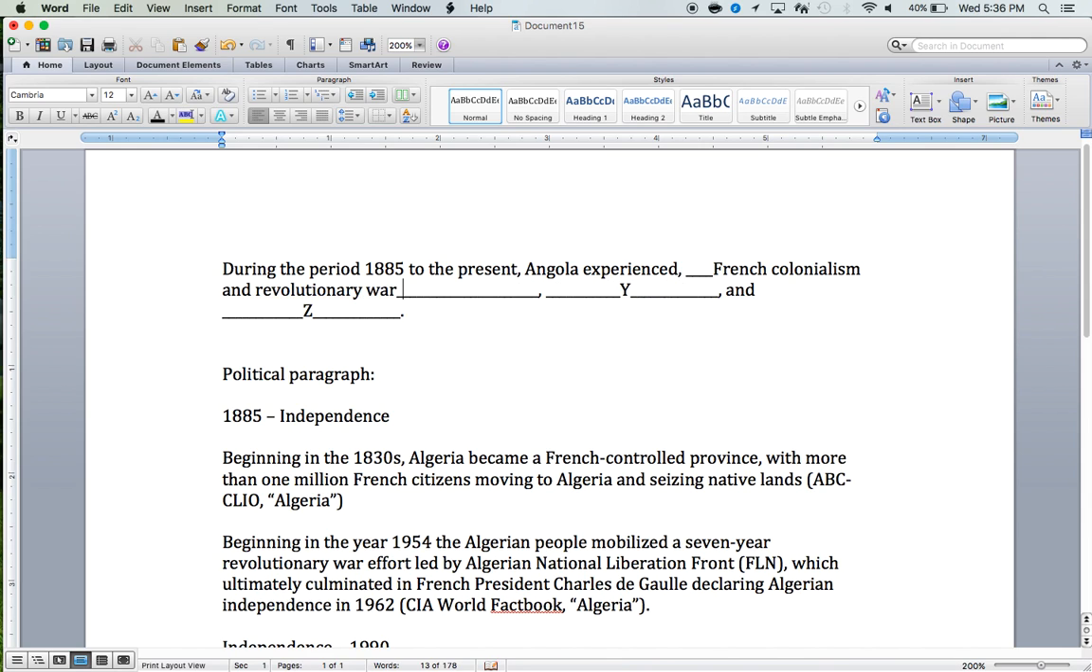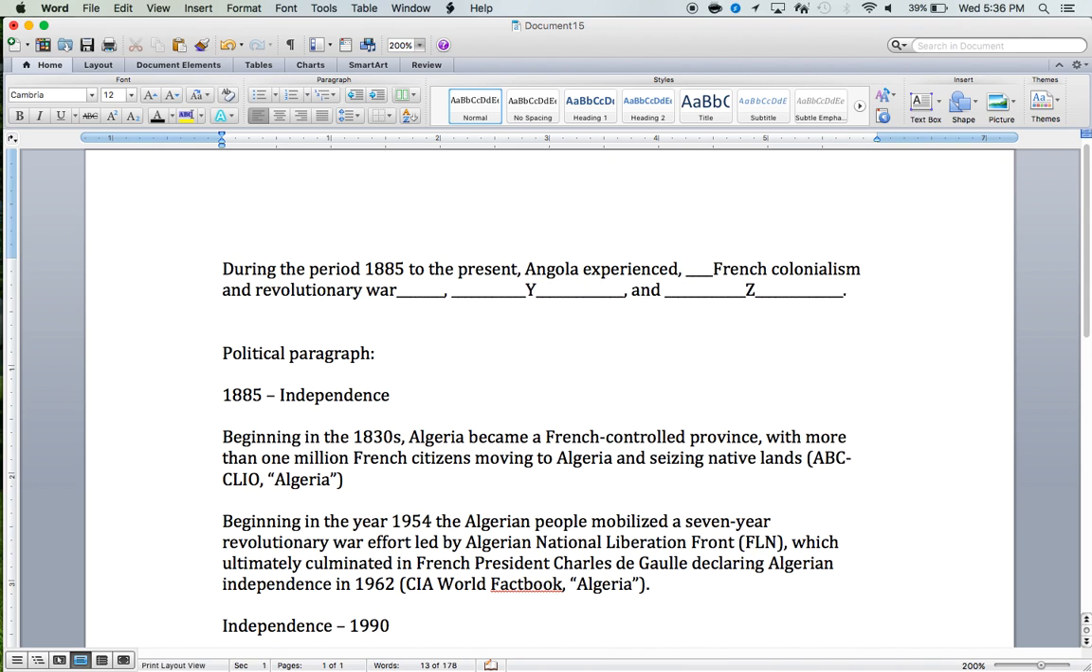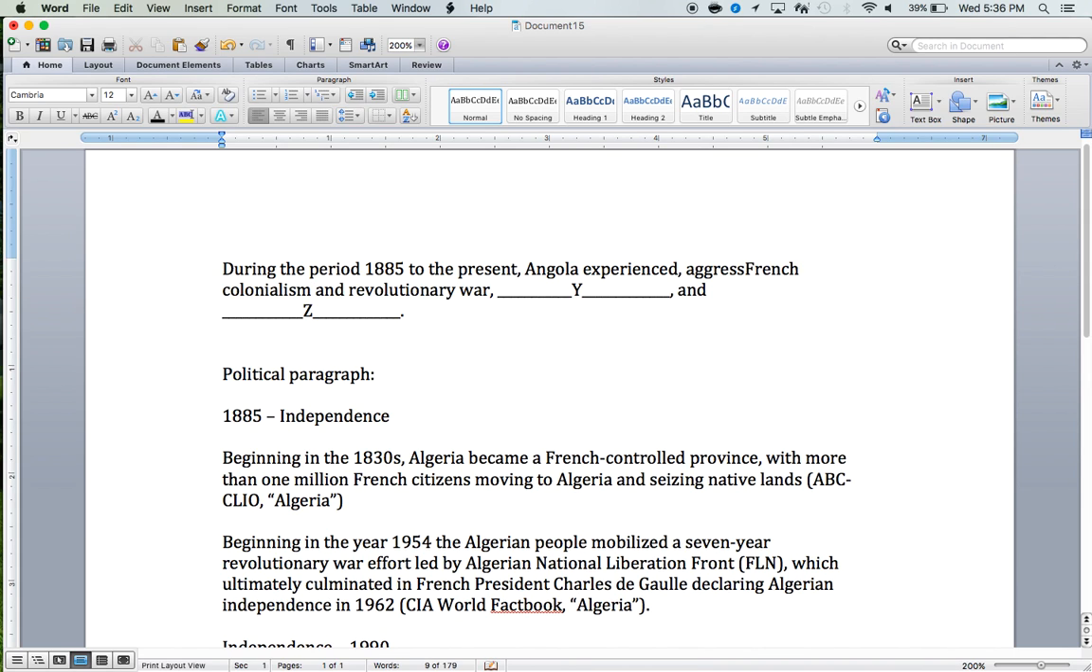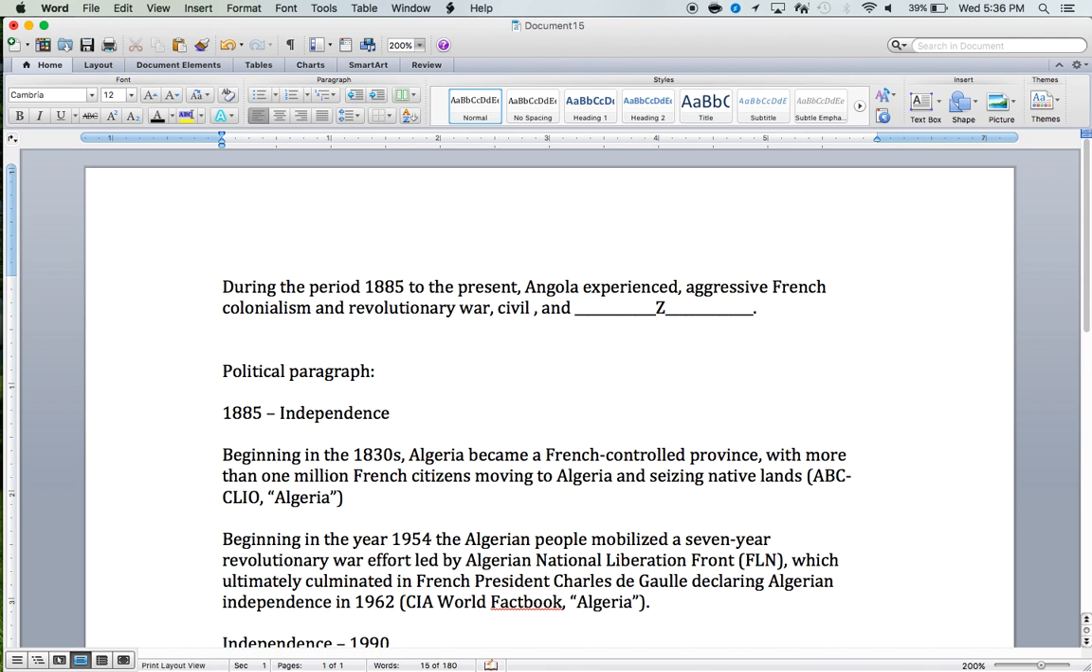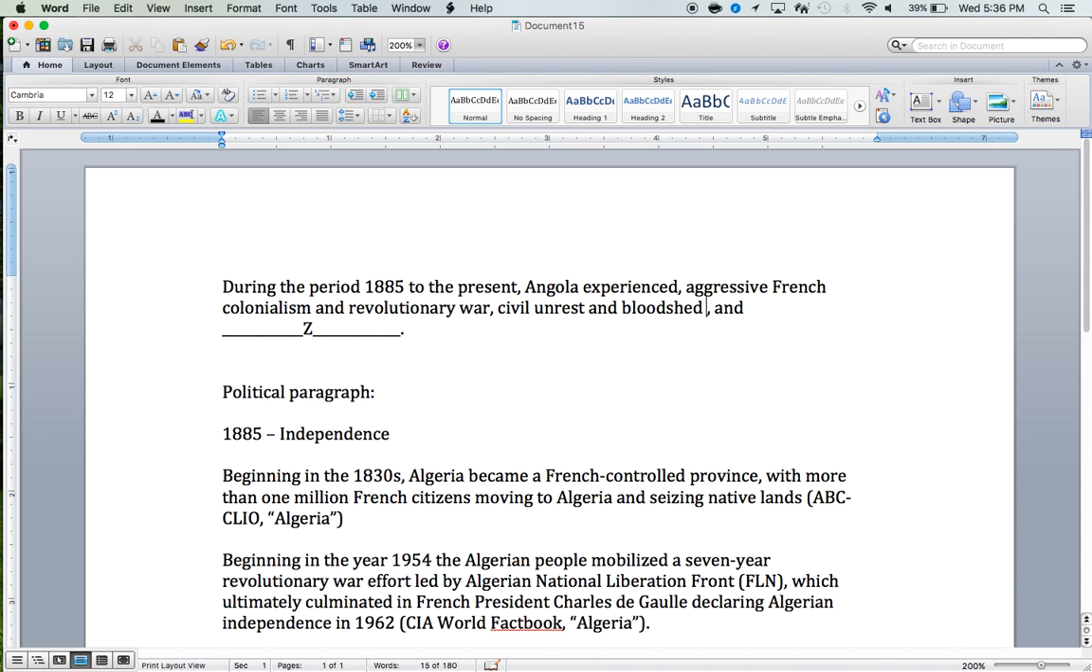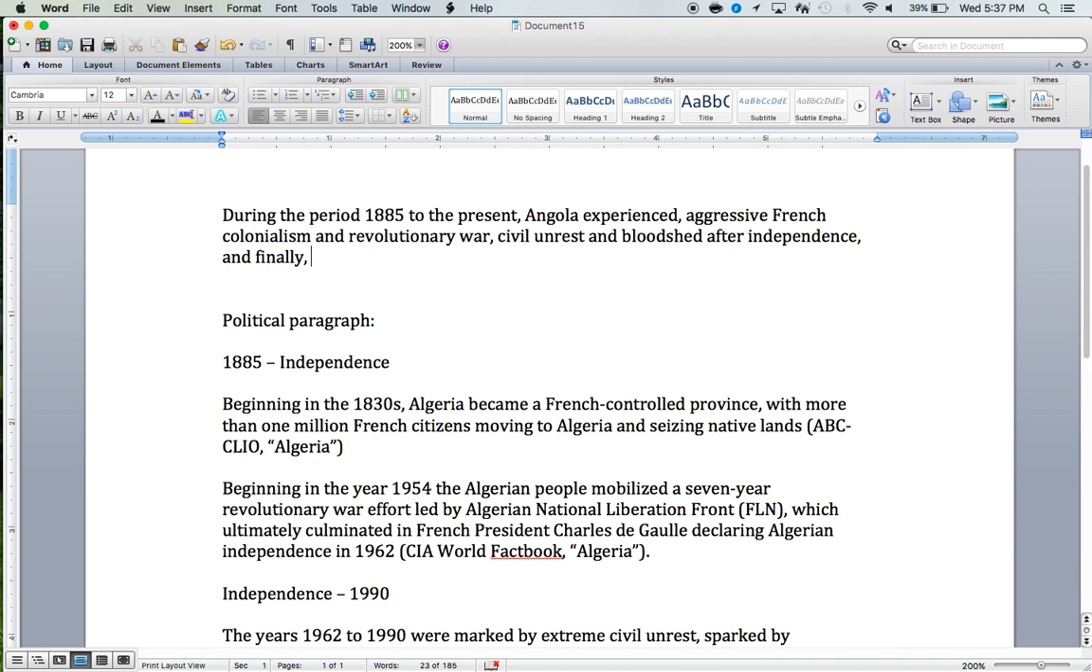Revolutionary War on the one hand, and I'm even gonna put a word there because I think this is the case just based on what I've read. I'm gonna call it aggressive French colonialism and Revolutionary War. Now the middle period, I need something. I'm gonna say here, civil unrest and bloodshed after independence. And for the last one, covering that last period of time, finally, continued unrest despite attempts to bring peace.